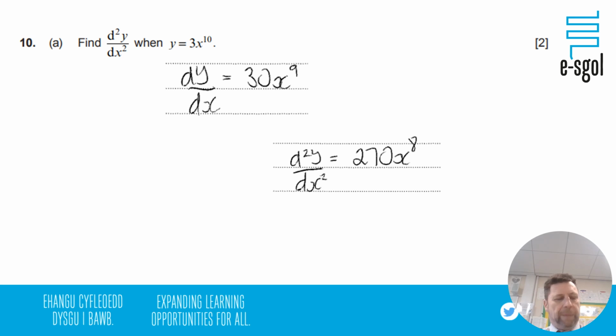And it's useful for helping us come up with the stationary points, to know if they're maximums or minimums. But in additional maths, they give you standalone questions like this. It's quite a nice easy 2 marks. So a good start to the second half of the paper.